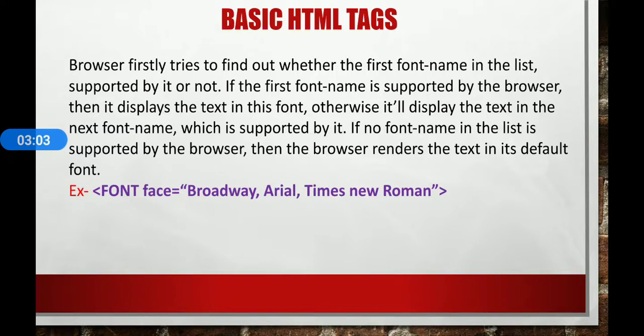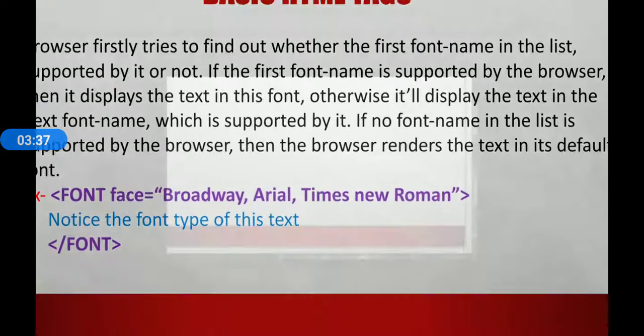For example, font face equal to Broadway, Arial, Times New Roman. Here, three font names are given. Whatever font is supported by the browser, the text written between font and /font will display in that particular font. For example, notice the font type of this text. This text will display in the font type that is supported by the browser, either Broadway or Arial or Times New Roman.